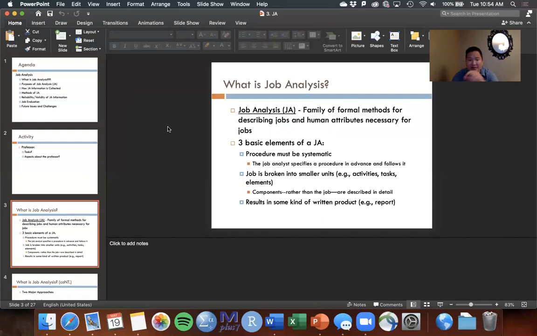Now, the thing is, and this is what separates an actual job analysis from what we just did, an actual job analysis has to be systematic. What do I mean by that? I mean, you have to have a method to follow of how you're going to do it before you do it. It's almost like conducting a research study. You have to break a job into smaller units. So, I described, we have teaching, research, and service. You have to break that down even further. And a true job analysis has to result in some sort of written product.